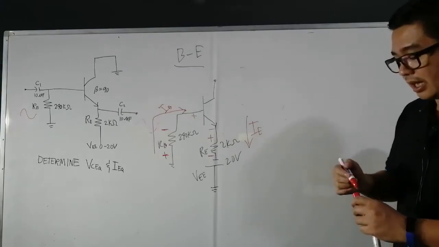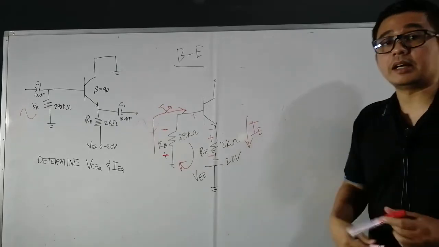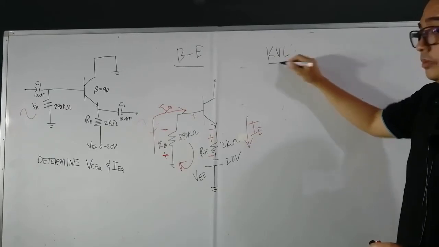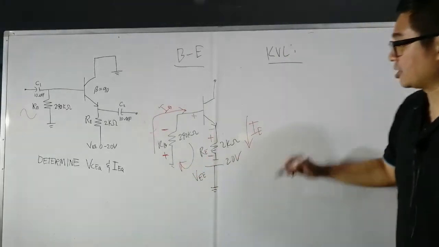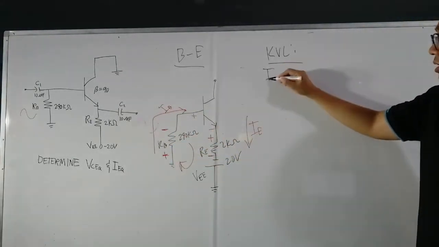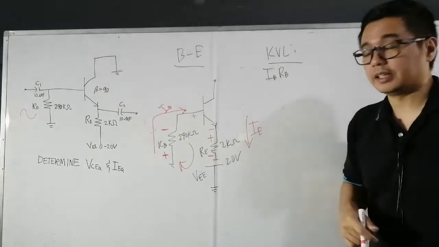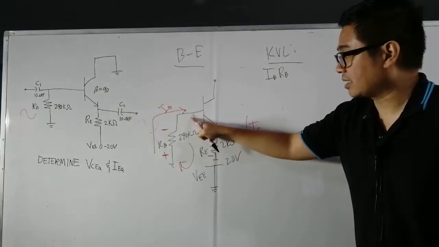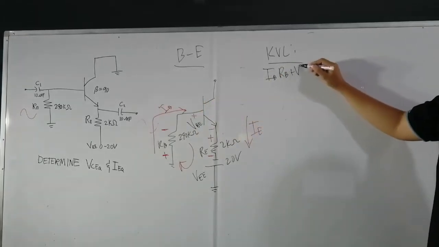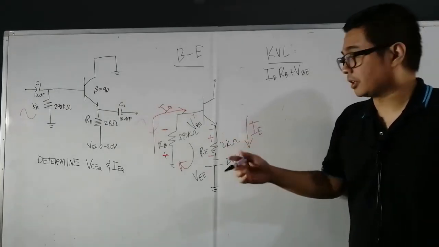Now we're going to write the KVL equation for the base and emitter junction or terminal. Gagamit ulit tayo ng clockwise direction for our KVL equation. Papasok tayo sa plus nun. So we have positive IB times RB. So I'll just write down first yung mga variables natin. And then papasok tayo dito plus. Ang voltahe natin dito ay VBE, or the base to emitter voltage rather.